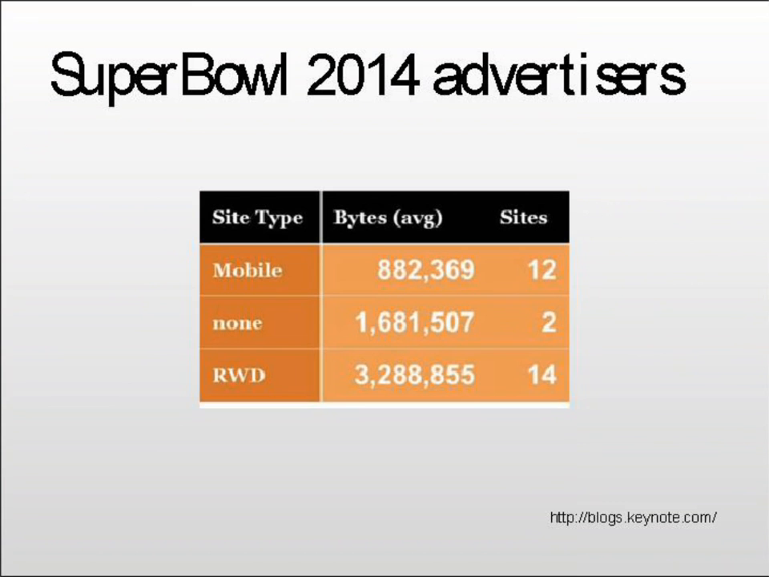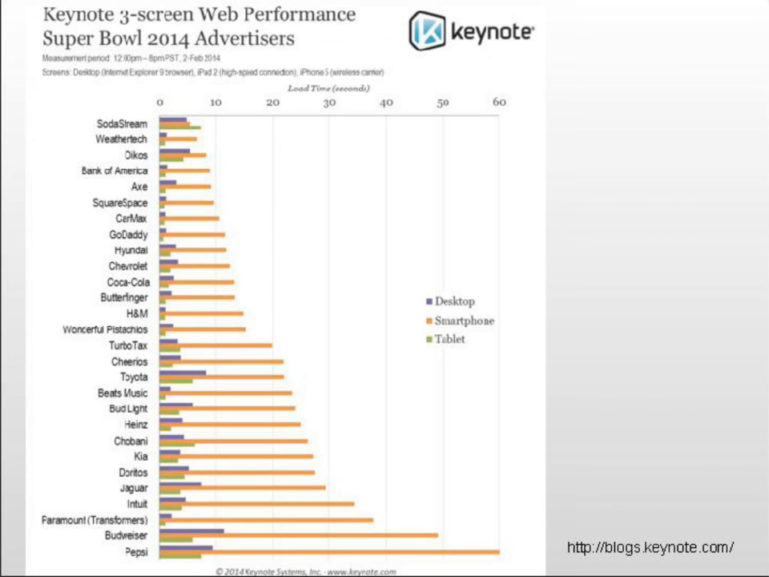So if you were accessing these websites from a mobile phone, you downloaded more than 3 megabytes. This is about 4 times the size of the advertisers with a mobile solution. And this means time. Here you can check the blog. You will find all the information and a better resolution of this graph.